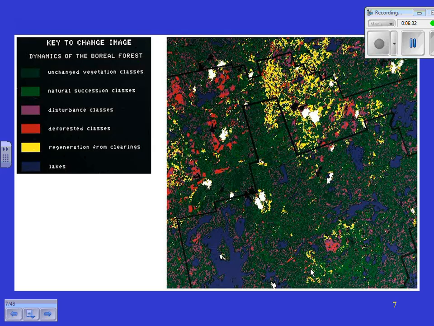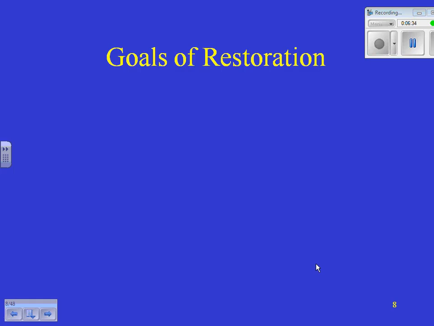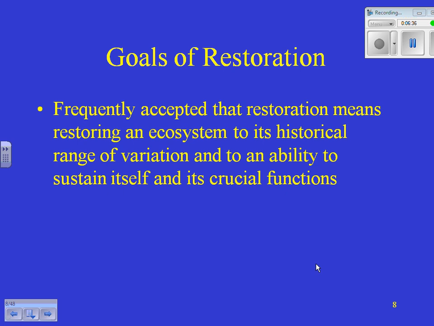Again, landscape depends on change. So if we look at the goals of restoration, what is natural? It's frequently accepted that restoration means restoring an ecosystem to its historical range of variation and to an ability to sustain itself and its crucial functions. That is the goal. But several questions again arise.